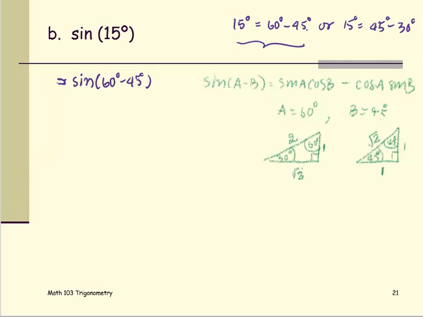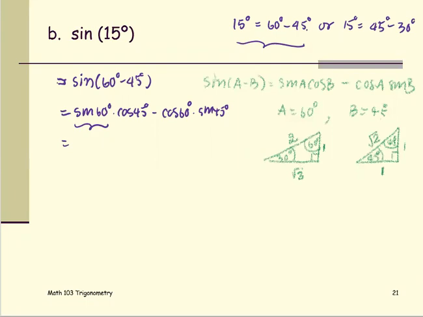From the formula that we're going to use, sine A minus B is sine A cosine B minus cosine A sine B. This case will give us sine of 60 degrees multiplied by cosine of 45 degrees minus cosine of 60 degrees multiplied by sine of 45 degrees. And then we're going to use the right triangle to get the exact value of each trig function.